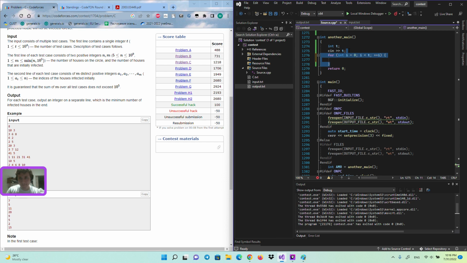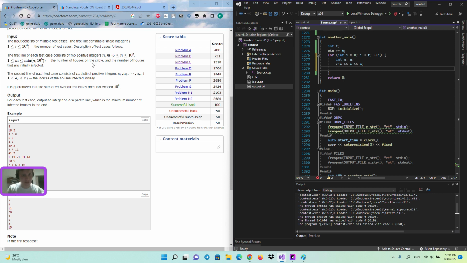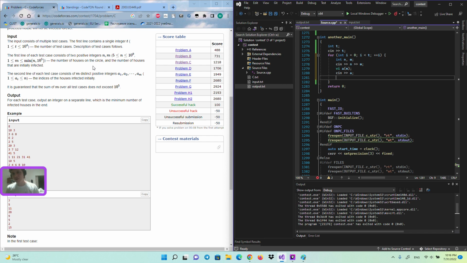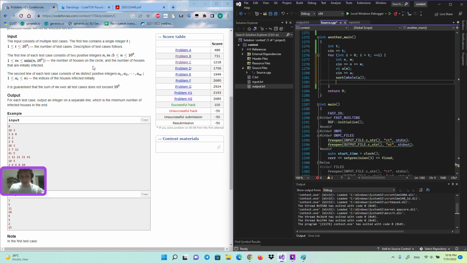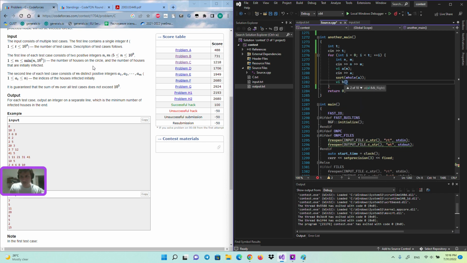So, okay, we read n and m. Then what we do is we read all these numbers. Then we have to count the segments. So to do this, let's sort whole A. And that's not it. We also have this array B. Yes, let's make it of size m.